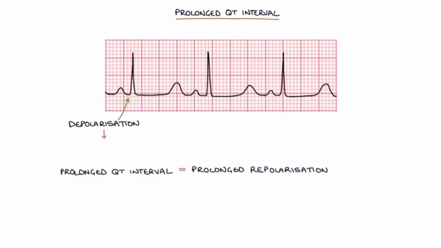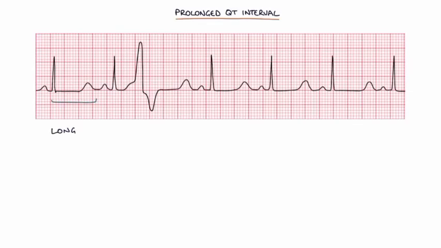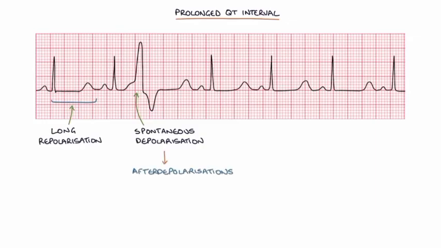Depolarization is the electrical process that leads to heart contraction. Repolarization is the recovery period before the muscle cells are ready to depolarize again. Waiting a long time for repolarization, which is what happens with a prolonged QT interval, can result in spontaneous depolarization in some of the muscle cells. These abnormal spontaneous depolarizations that occur before repolarization are known as afterdepolarizations. These afterdepolarizations spread throughout the ventricles, causing a contraction before proper repolarization.